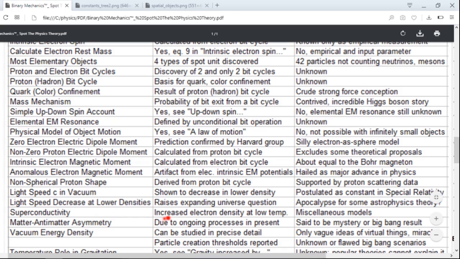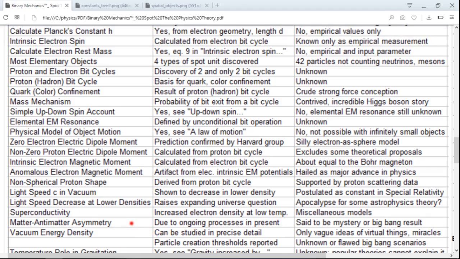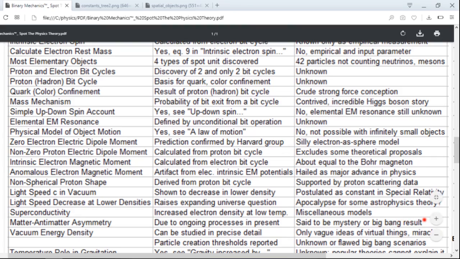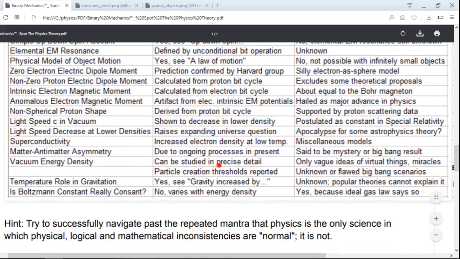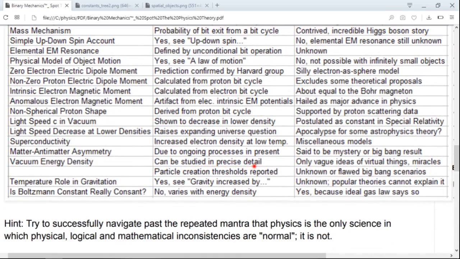Superconductivity, we've shown that increased electron density occurs at low temperatures. Matter-antimatter symmetry, yes, due to ongoing processes in the present. Said to be a mystery, or a Big Bang result in legacy theory. Vacuum energy density can be studied precisely in detail in binary mechanics, but are only vague ideas of virtual things and miracles.